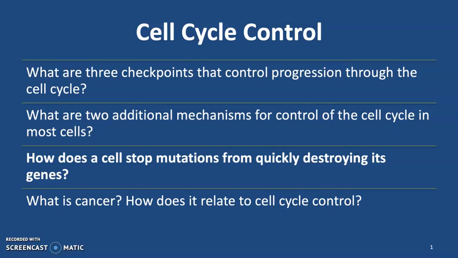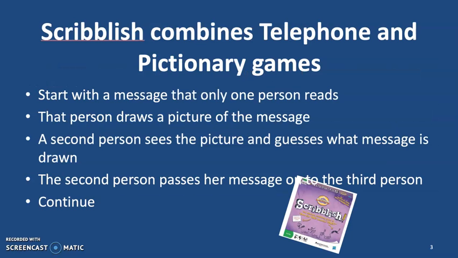This is the last of the videos from Module 4.1, and here I'm going to talk a little bit about errors that happen constantly when your cells are dividing, especially during DNA synthesis, and what happens when those errors aren't corrected appropriately. So typically in class, what we would do is play this game called Scribblish, in which I provide a message at one end of the lecture hall, it gets passed through each row, and we see what message emerges at the other end.